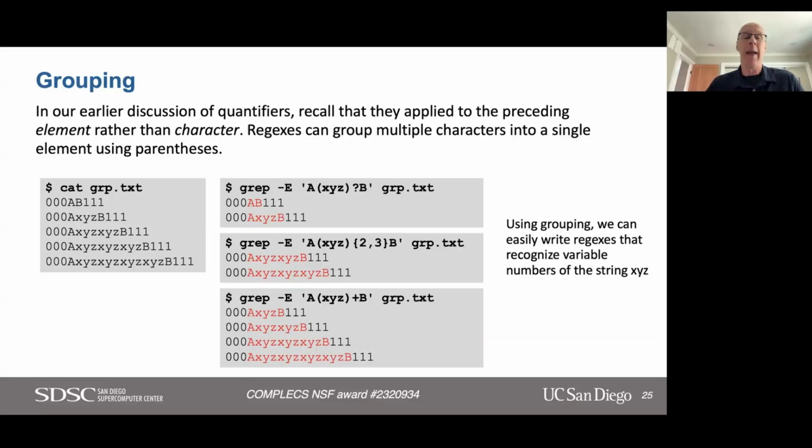So here we're going to pick up the strings with A followed by B, and A followed by XYZB. In the next example, we're going to look at A followed by 2 or 3 instances of that string. So we get A and then 2 instances of XYZ or 3 instances of XYZ. So basically all of the quantifiers that we've seen earlier work exactly the same way here. They're going to apply to that string in the parentheses.